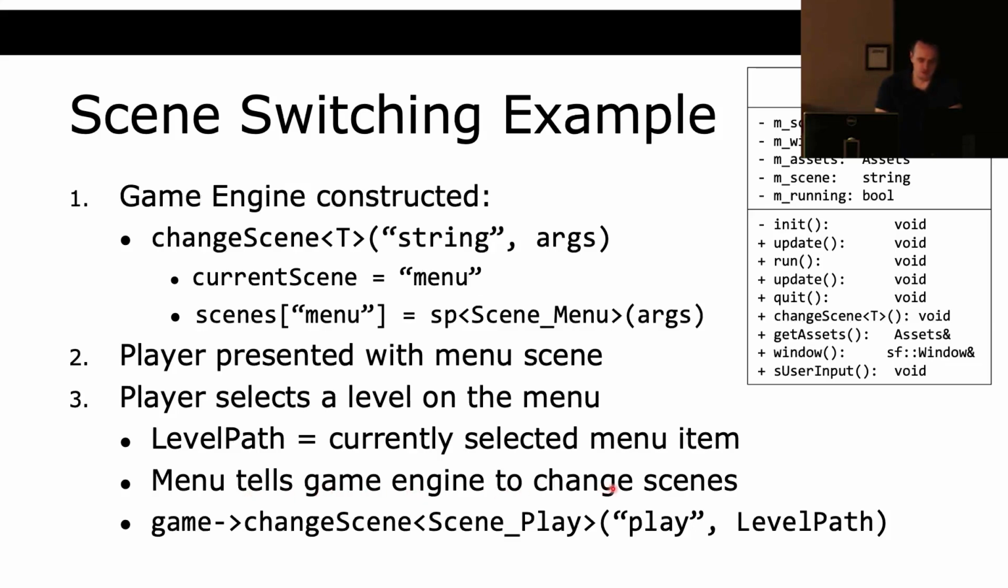The menu tells the game engine to change scenes, and then we say, okay, game, change scene, change it to a gameplay scene called play, and then we have some arguments to the scene that say load this level. Okay? So that's the game engine. It's a little bit much to take in just from a verbal description, but once you start using it, all you need to know is change scene. That's it. It's pretty easy.